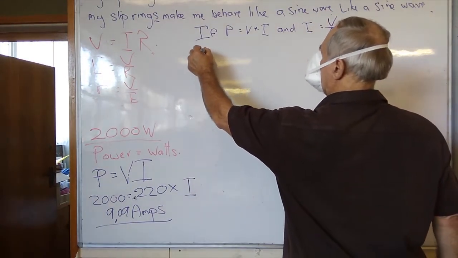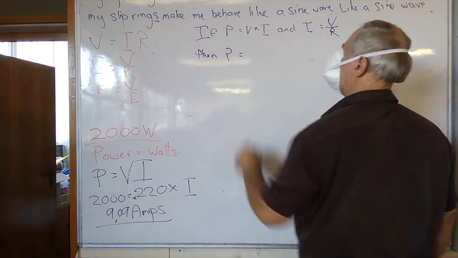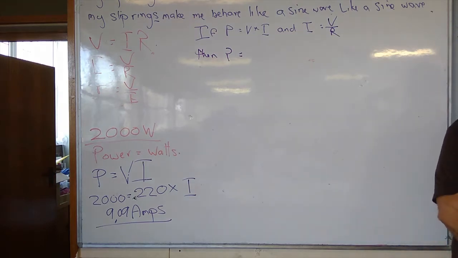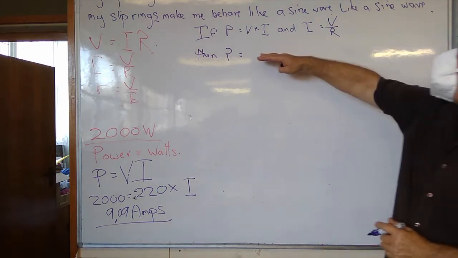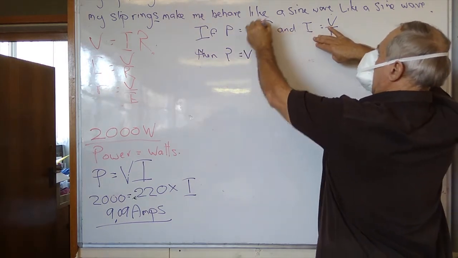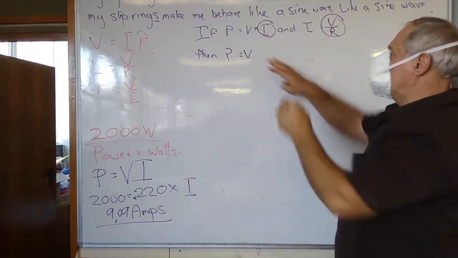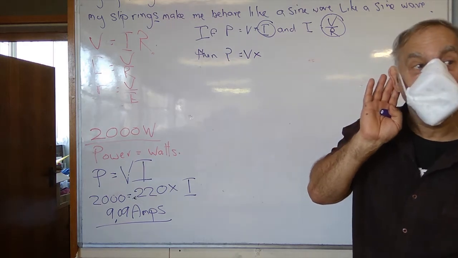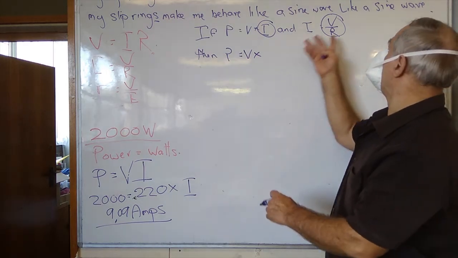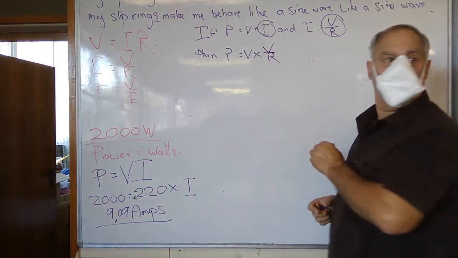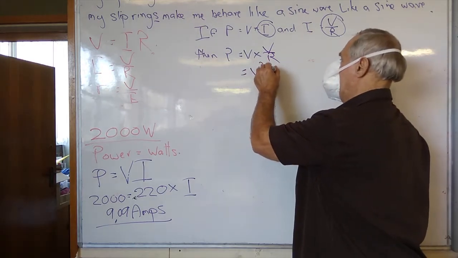Who's got an answer for the first one? Tamika. Power is going to be equal to volts times, now instead of that, we're going to use that. So what's it going to be equal to? Power equals volts times V upon R, which is V squared over R. Yay! How easy was that?